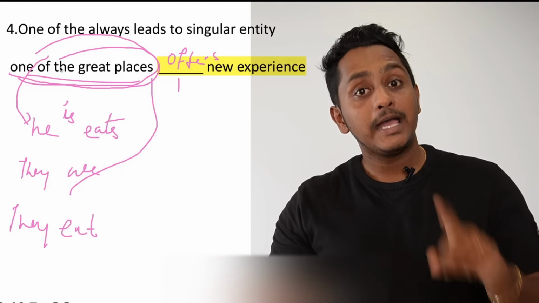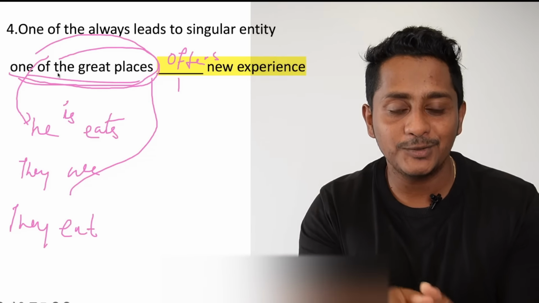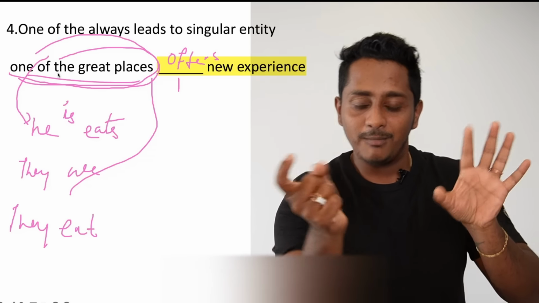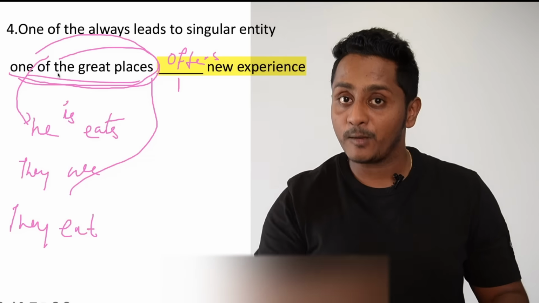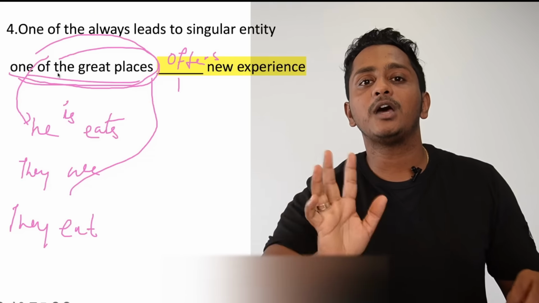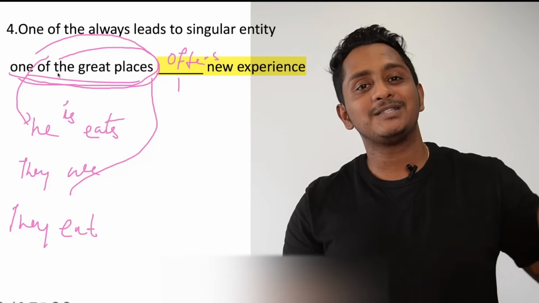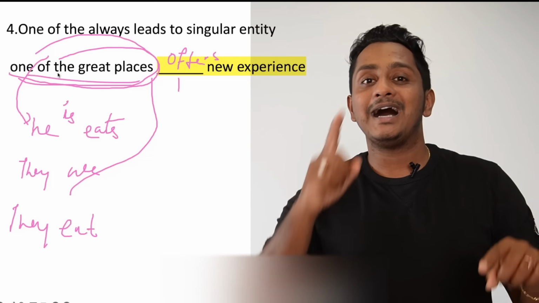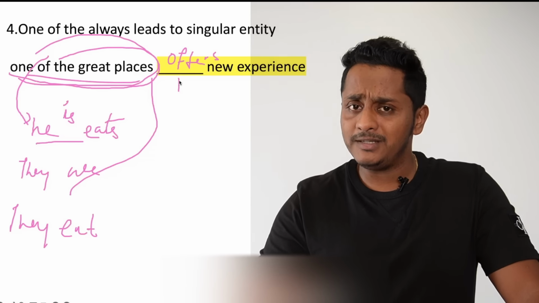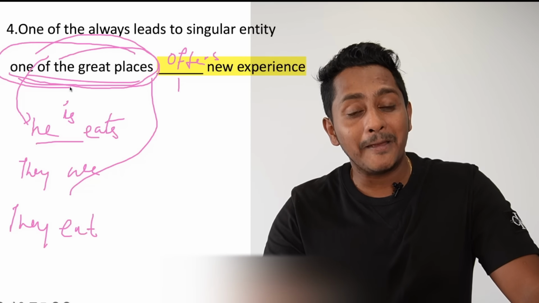One of my friends is coming, not "one of my friends are coming." Remember this, understand this carefully. Do leave a comment if you have any doubts on this. "One of the" ends in a plural noun, but the entire entity is always singular. "One of the place" is wrong, it is one of the places, but one of the places is good, not "are good." One of the places, one of the restaurants, one of the friends, one of the hospitals, all these are a single entity. So it will be "he." Now, he eats. One of the places offers, because one of the great places is one place only.